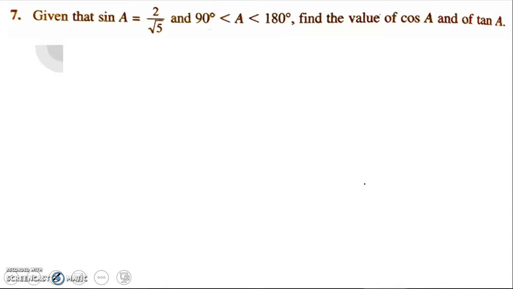Number 7. Sine is equal to 2 over square root of 5. It's between 90 and 180, so that means Q2. Find cos and tan.